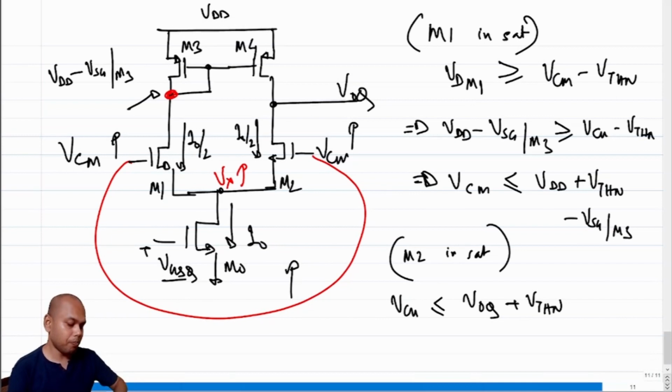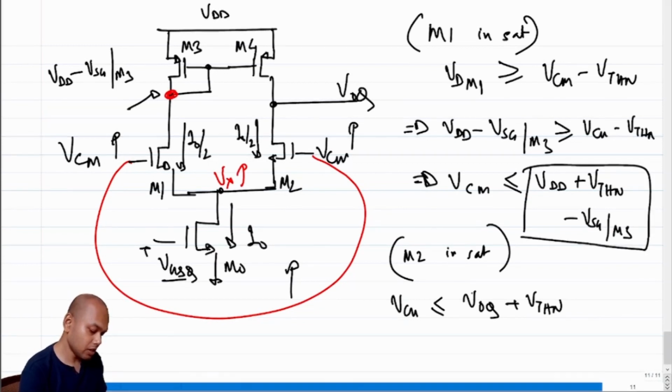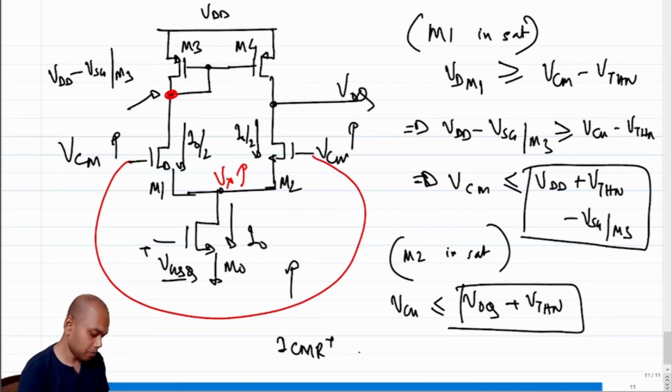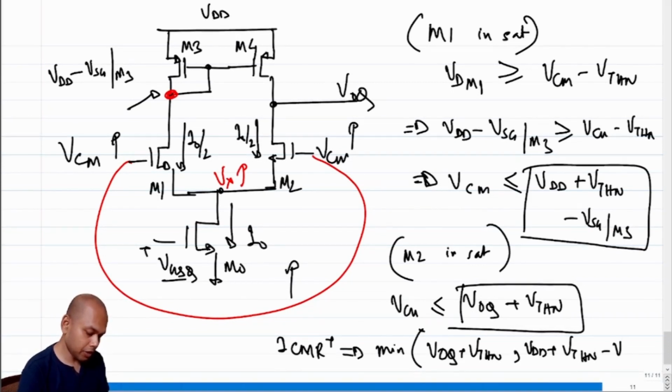So what will be the maximum VCM? The maximum VCM will be the minimum of this and that. So ICMR plus will be the minimum of VOQ plus VTHN, or VDD plus VTHN minus VSG of M3.